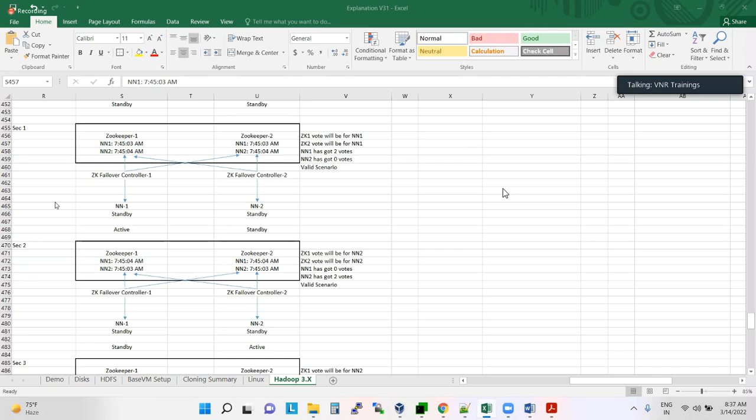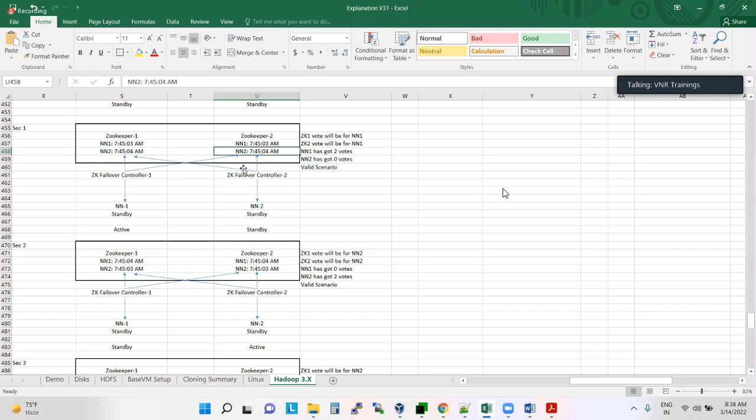Whenever a failover controller sends a heartbeat of name node 1, zookeeper 1 will immediately give a token number for name node 1. The same way, zookeeper 1 will give a token number for name node 2. Zookeeper 2 will give a token number for name node 1, and zookeeper 2 will give a token number for name node 2. Understood? So the token will be distributed on the basis of timings of arrival. Who will distribute these tokens? Zookeeper will distribute these tokens, on the basis of whoever comes first.